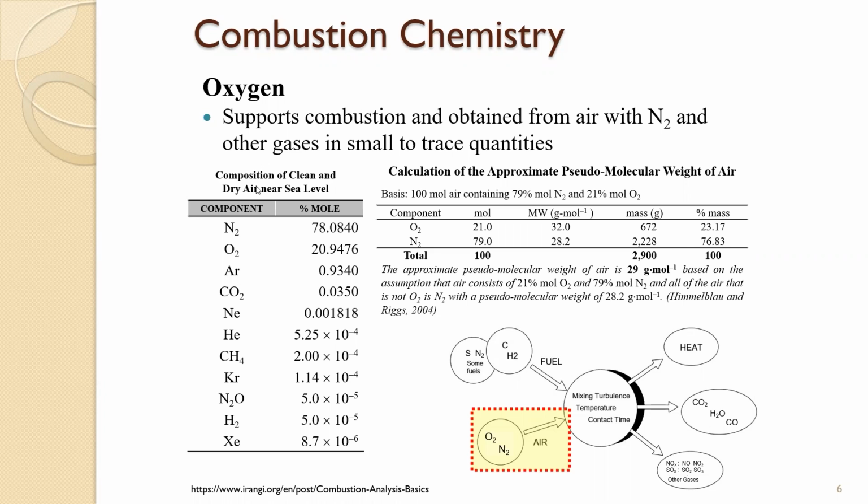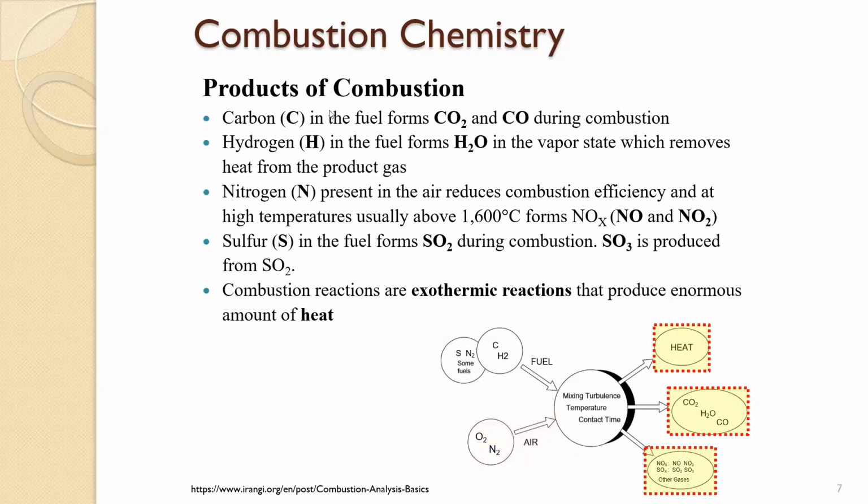So composition of clean, dry air near sea level. This is also important to know this, guys. Why? During my board exam, I remember, I think helium was the one being asked sa akin. So, the most is nitrogen, followed by oxygen, and then argon, and then carbon dioxide, roughly 400 ppm, and then the rest.